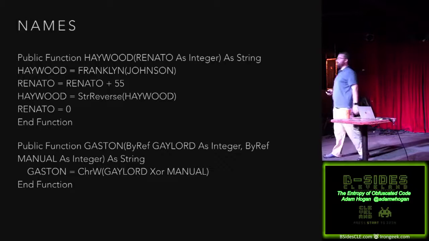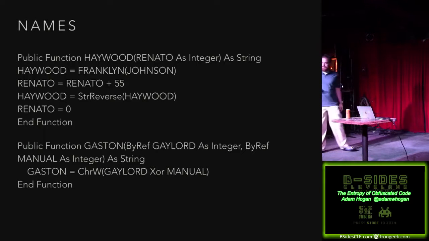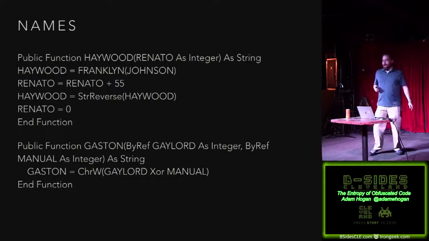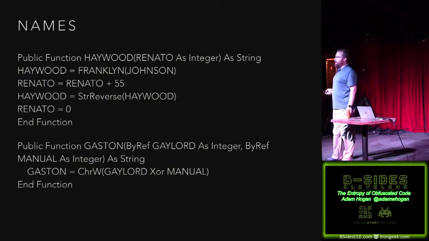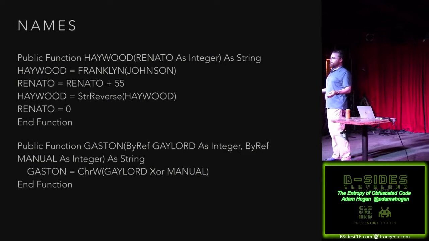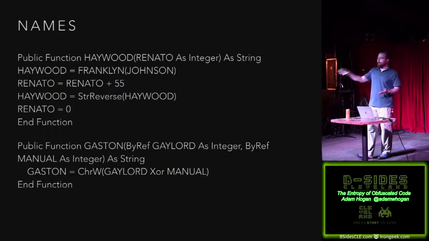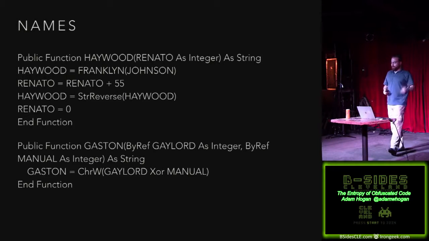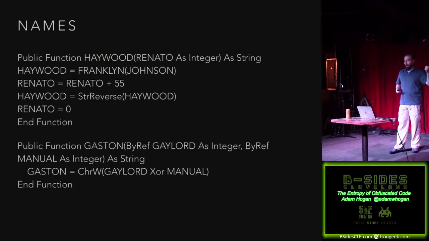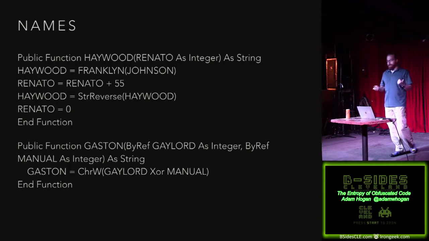Take a look at this code. All of the randomized variable names are first names. So the guys writing this malware are not randomly generating words. They've got a list of first names, and they are randomly picking from that. Whenever they randomly generate their malware, they substitute in first names. All right, so now we have this function Haywood, which takes the variable Ronaldo, and then maybe that'll call this function here Gaston, which is going to take the variables Gaylord and Manuel. All right.